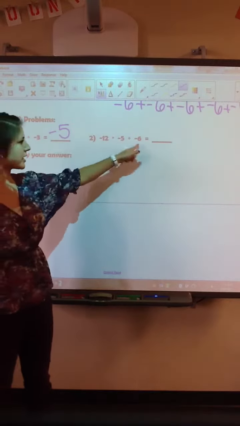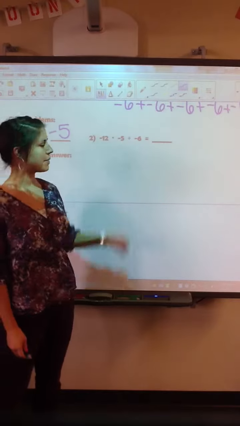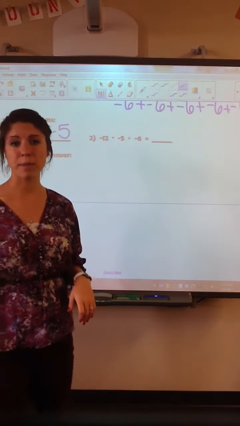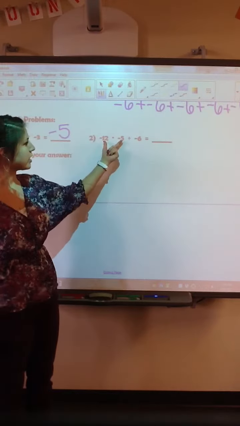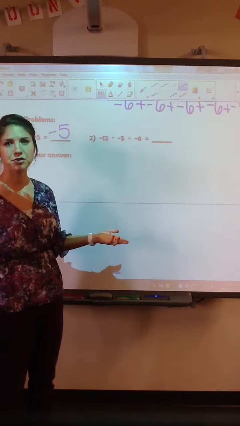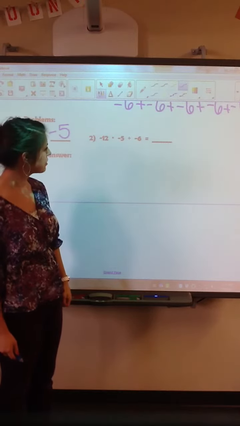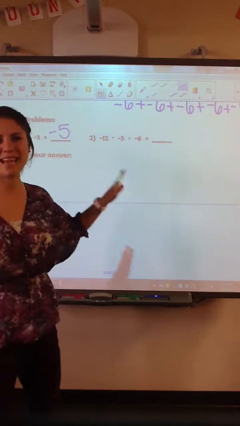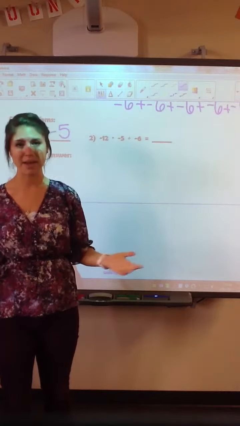For the second checking for understanding problem, negative 12 times negative 5 divided by negative 6. We have 3 numbers here. Follow order of operations and just do them in order. So let's start here. We multiply and divide left to right. Negative 12 times negative 5. A negative times a negative gives you a positive. When the signs are the same, it ends up positive.